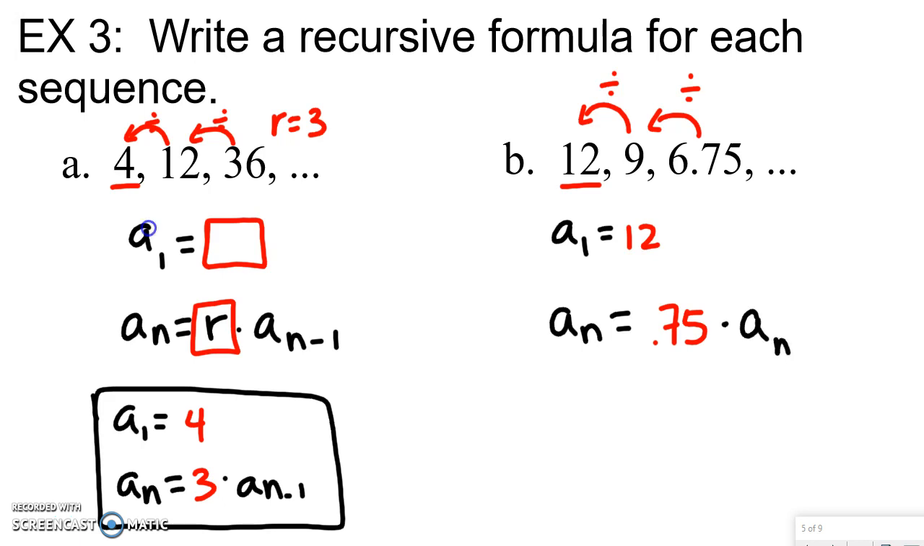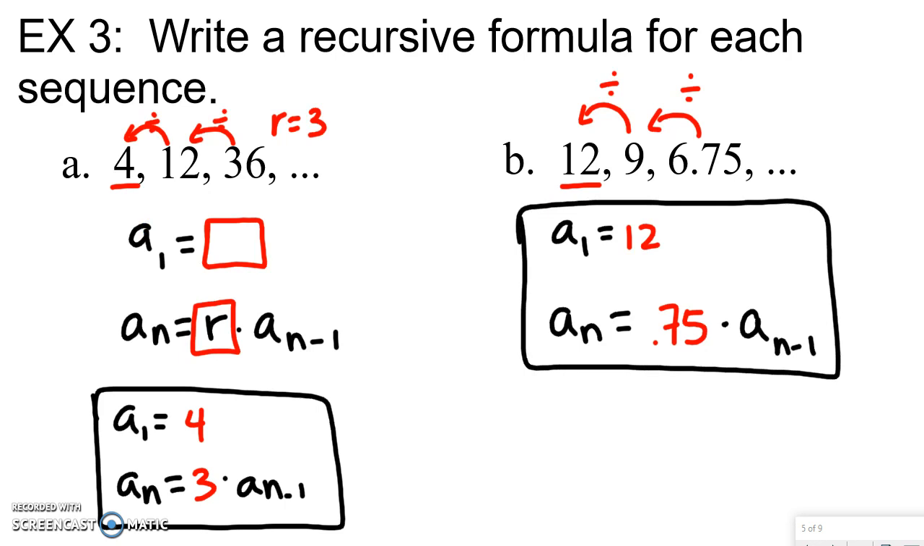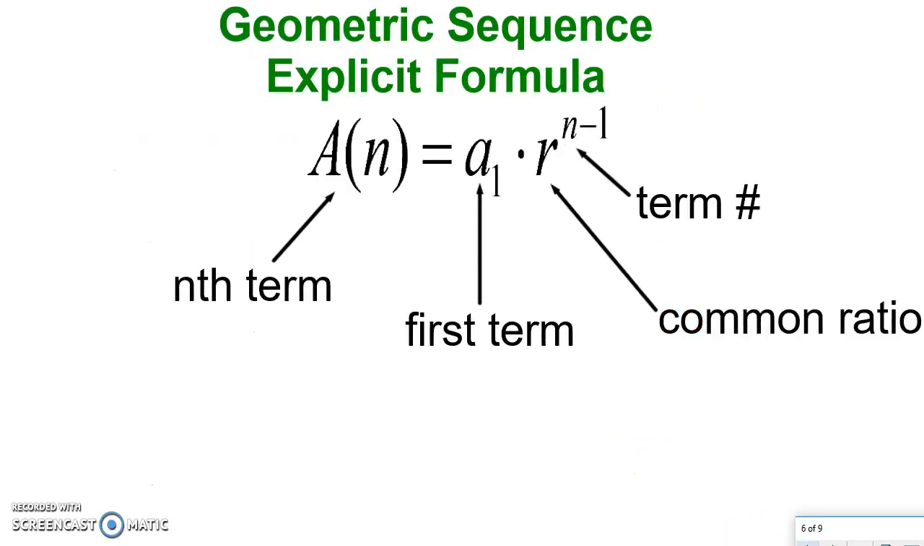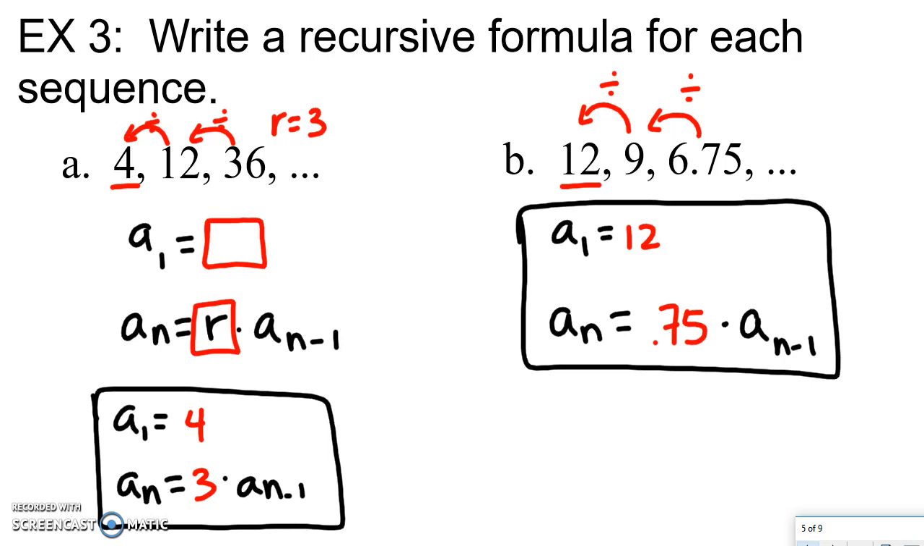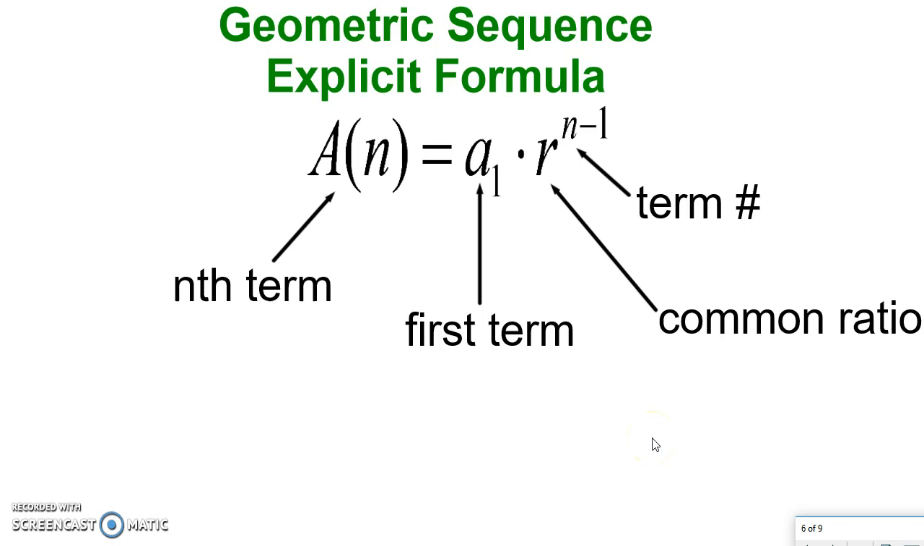And then times a sub n minus 1. And there's my recursive formula. Okay, so once we have the formula, then we'll be able to write out the first few terms. The next thing we're going to do is look at the explicit formula.